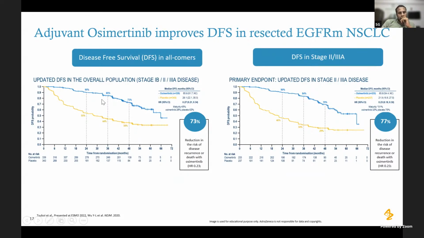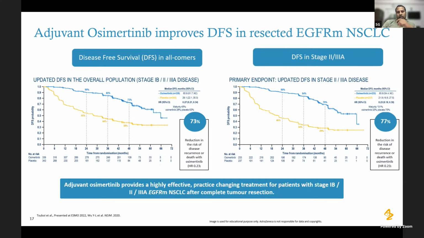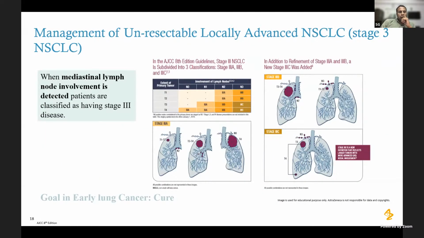The first Kaplan-Meier curve shows the updated DFS data in the overall population where stage 1B, 2, and 3A were taken. And there was a marked reduction, 73% reduction in the risk of recurrence. And we can see that for median DFS also, the hazard ratio was 0.27, which is like magical, it's something which we always expect in a major trial. And in stage 2 and 3A specifically, there was also marked improvement with hazard ratio 0.23 and 77% reduction in the risk of recurrence.